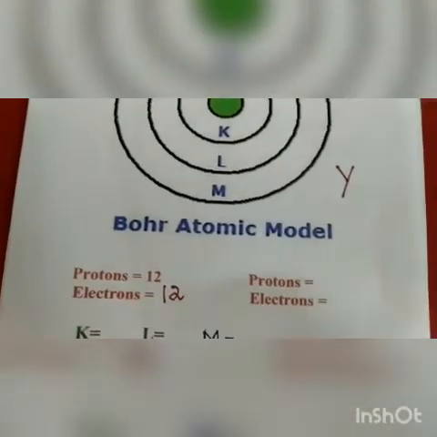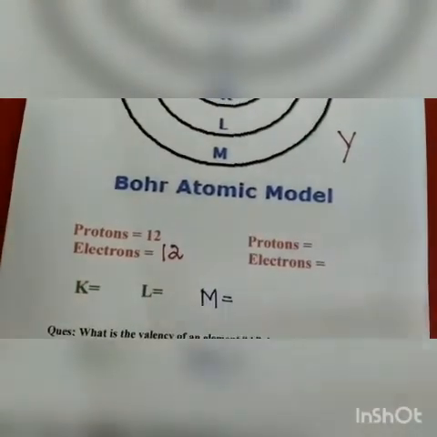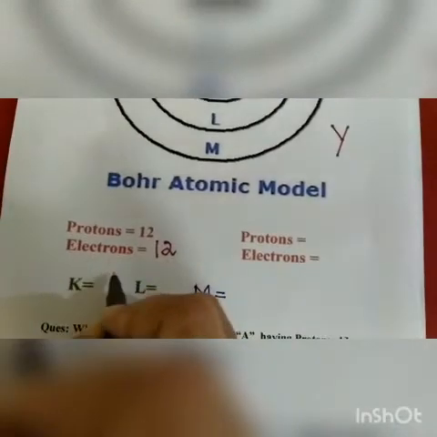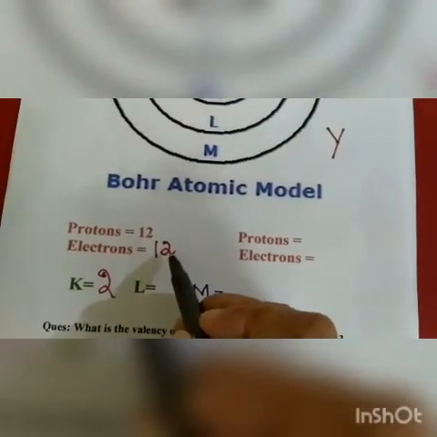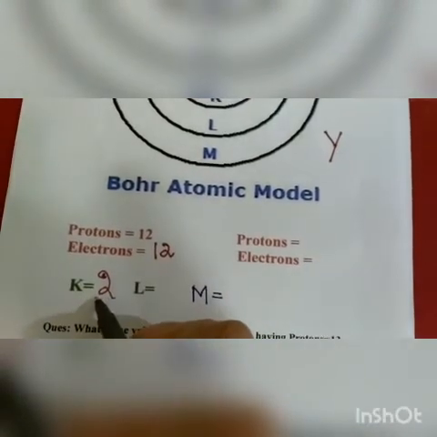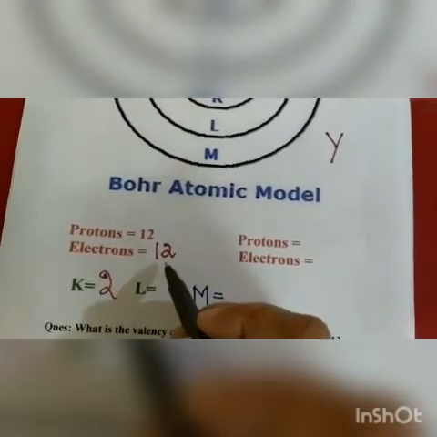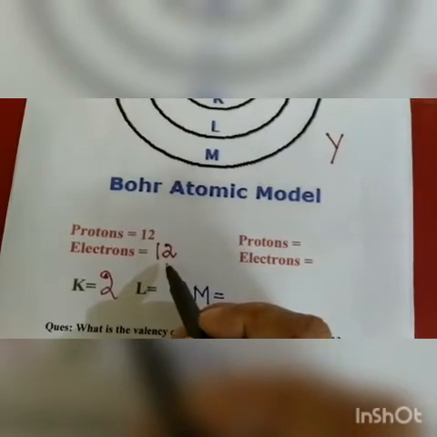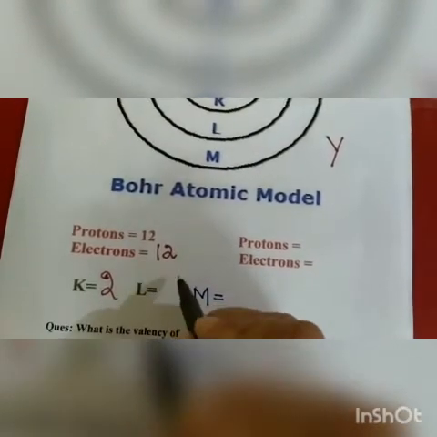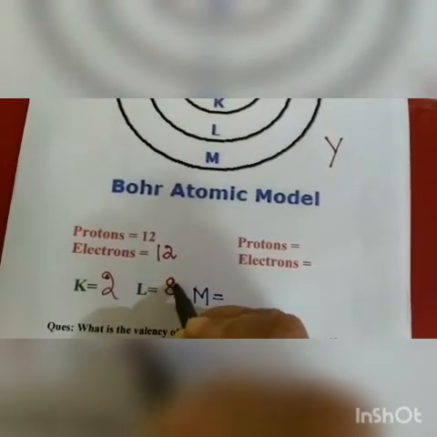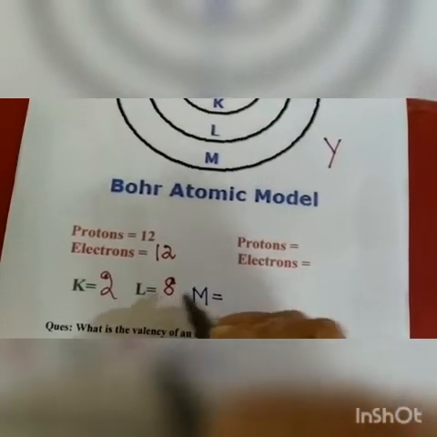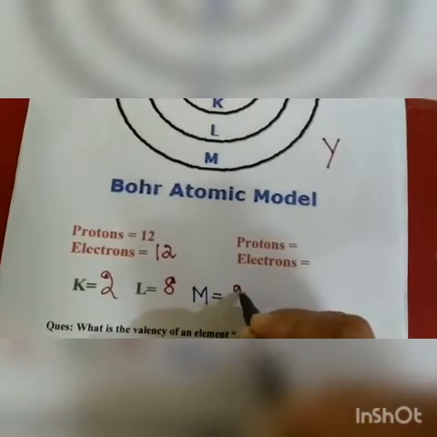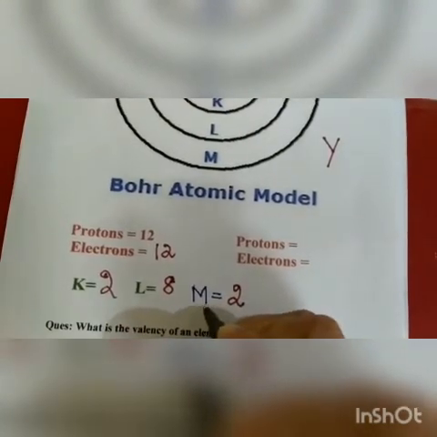In the first shell, a maximum of 2 electrons can be accommodated. So I can write here 2. Now out of 12, 2 electrons are accommodated in the first shell. How many are left? 10. And in the second shell, a maximum of 8 electrons can be accommodated. So here I will write 8. Now how many electrons are left? 2 electrons are left. So those 2 electrons will be accommodated in the last shell, the M shell.